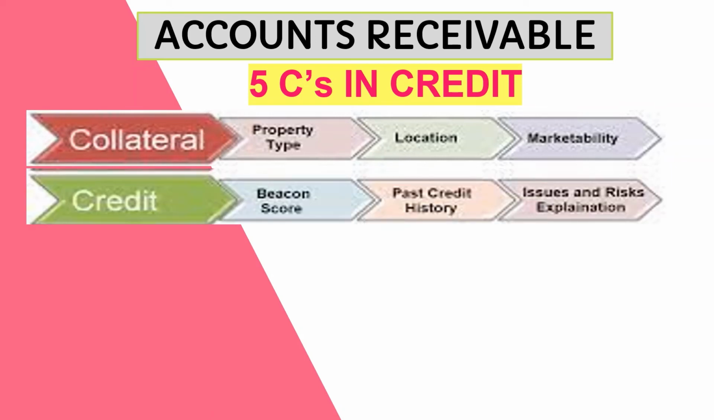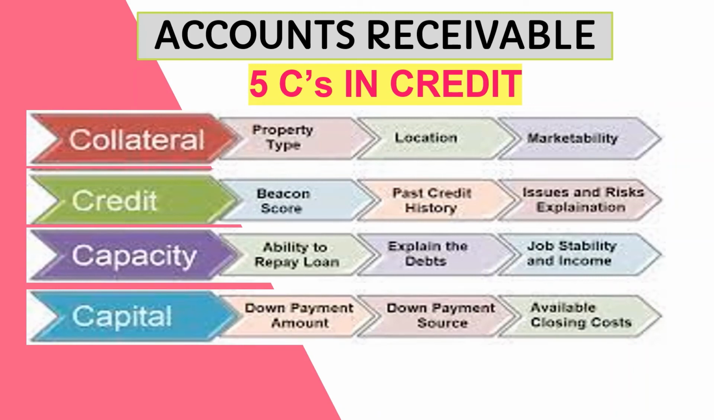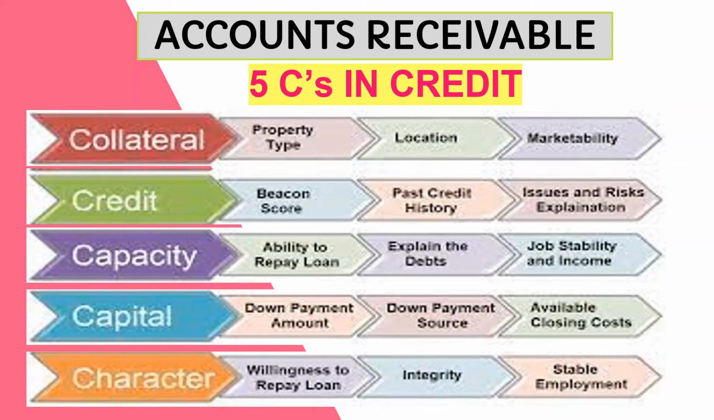Next is credit. If the person has no credit at all, other companies may have issues. Okay? And then capacity, the ability to repay the loan. Okay? So the ability to pay the loan. And then capital, maybe the down payment or the down payment source. Then character: willingness to pay the loan, integrity, and stable employment. Those are the 5 C's.